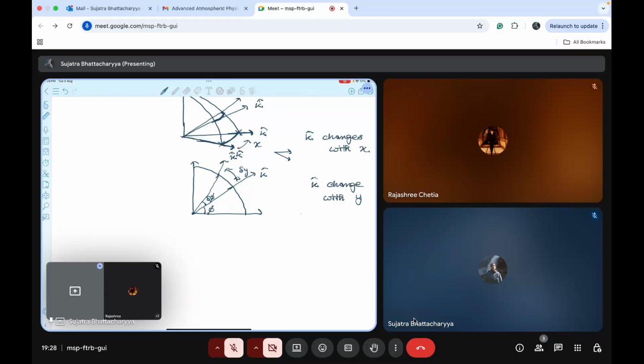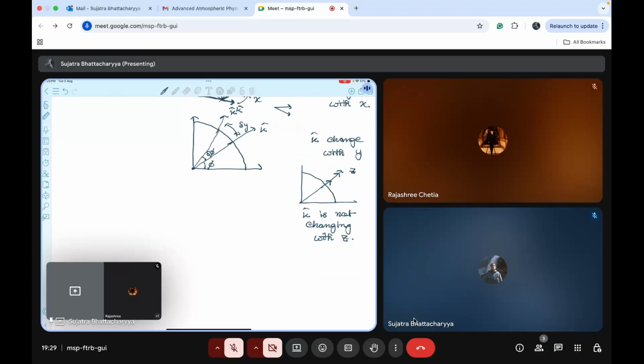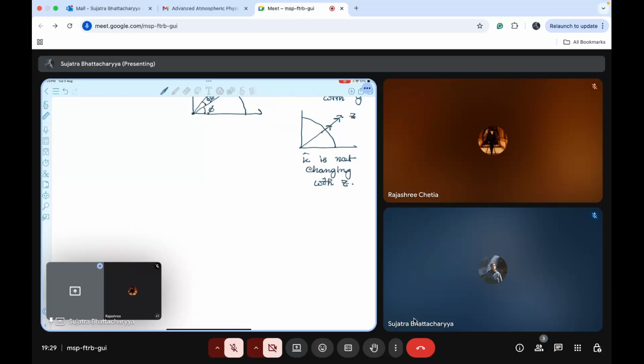But what about z? Again, you just do like this. This is the z direction. Is k hat changing its direction? No, k hat will remain the same in the z direction. So it is never going to change with z. So k hat is not changing with z. I think this is easier to visualize and it will be clear. So k hat is therefore a function of x and y, just like j hat.